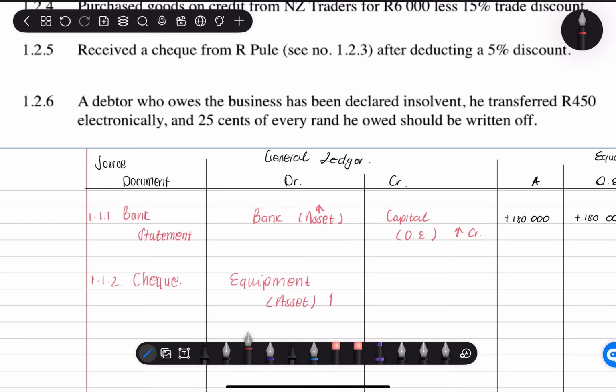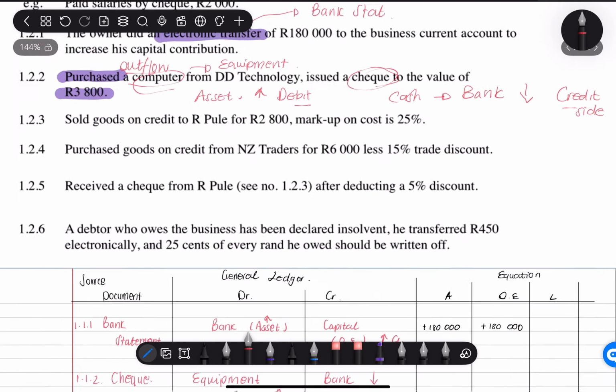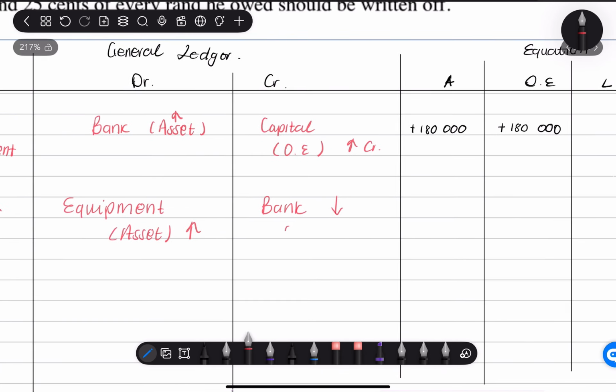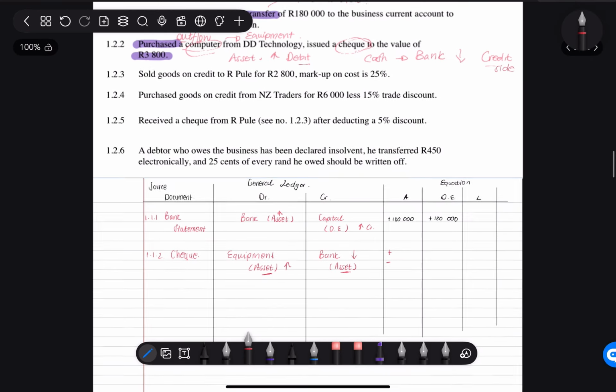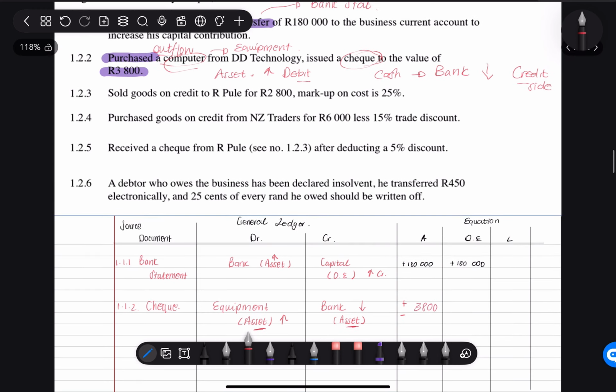And equipment is an asset. Our assets are increasing. We're getting more equipment, but our bank is also an asset. Our bank decreases because we are paying out. We have less money in the bank. We spent money. So our bank decreases on the credit side with an amount of 3,800. So let's think about it. Bank is also an asset, so it's only affecting asset accounts. You've got your plus for this asset that's going up, and you've got your minus for this asset that's decreasing of how much? 3,800. Does that make sense?